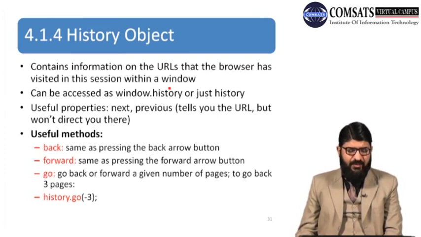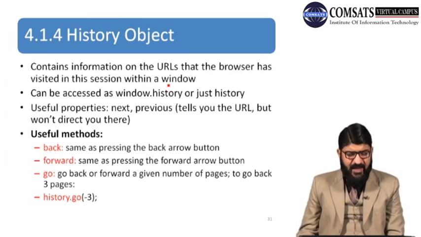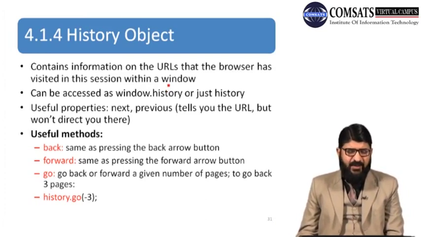What are the useful methods for history object? The back method. The back method is acting the same way as pressing the back button. And then the forward method. The second method is forward method, and it is representing the same as pressing the forward arrow key button. The third one is basically go. Go is basically used to go back or forward for a given number of pages, like going back for 3 pages.